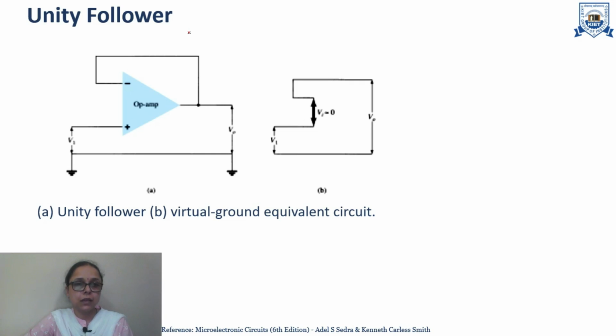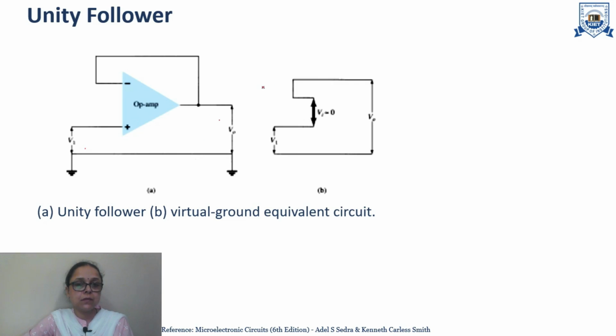Now another application of op-amp is the unity follower. Unity follower means whatever input we have given to the op-amp, the output will be the same. If we connect the op-amp in this configuration and apply input to the positive terminal, the output will be the same as that of the input.